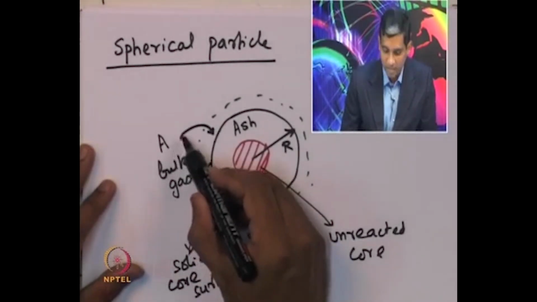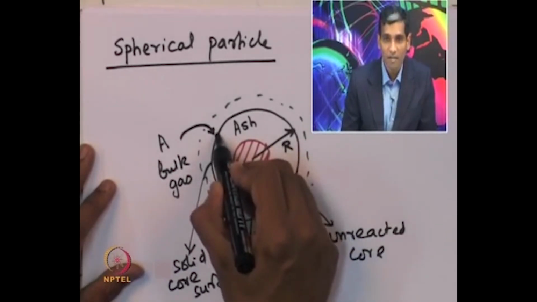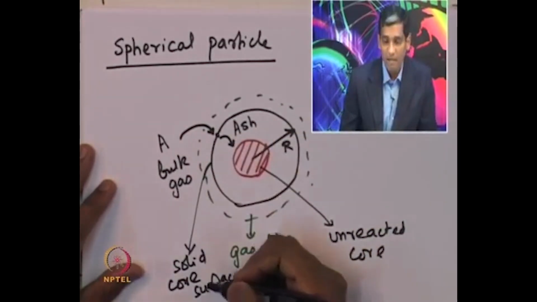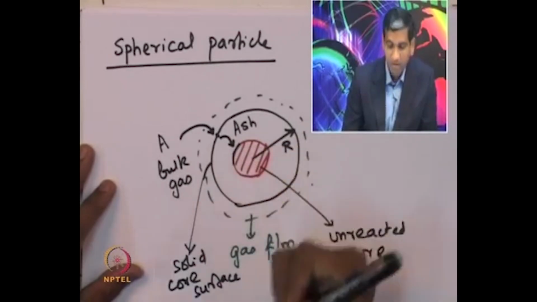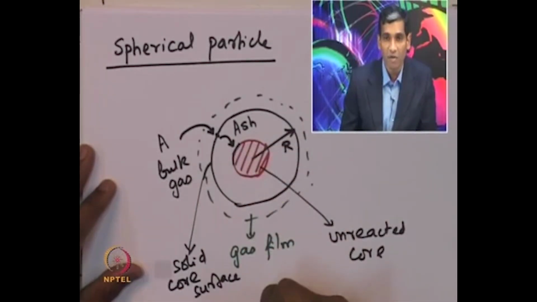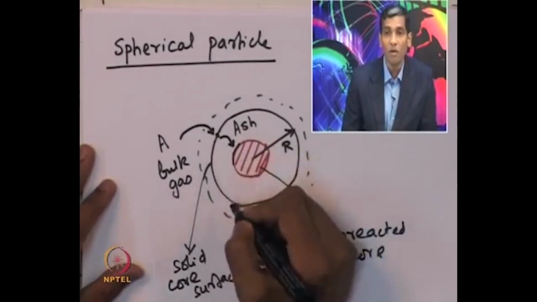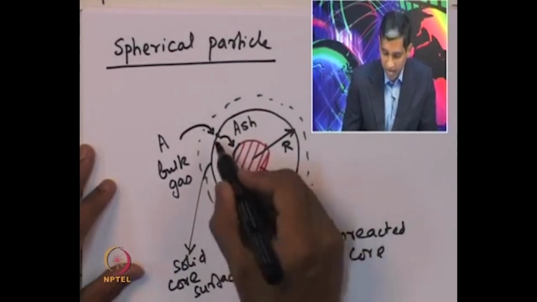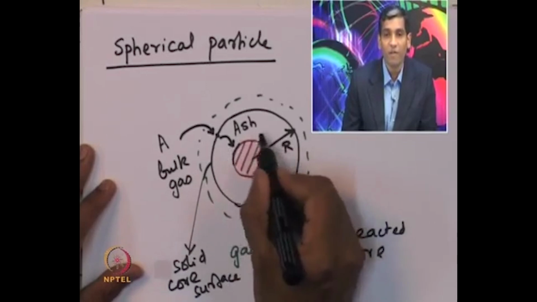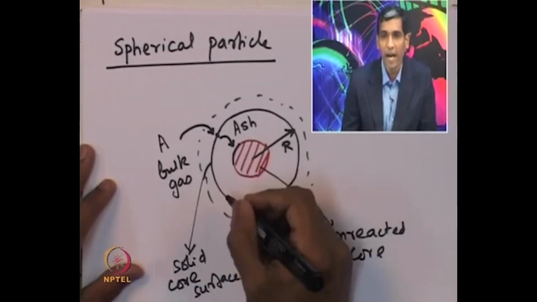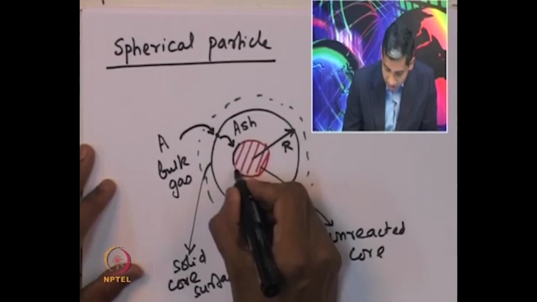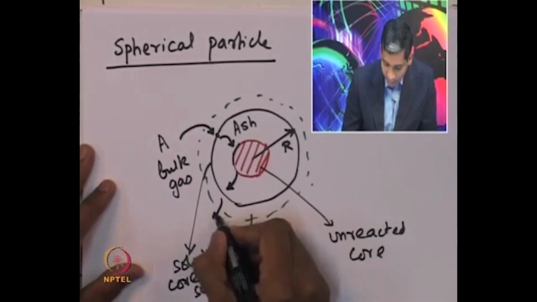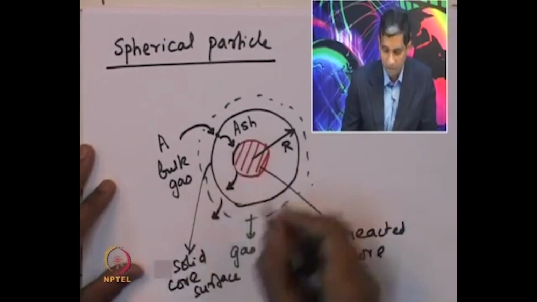So, A has to diffuse to the surface of this solid core, then diffuse through the ash layer and reach the location of the unreacted core. Remember that in this ash region there is no solid reactant present, and therefore no reaction happens in the ash layer. The reaction happens only at the periphery of the unreacted core. And the moment the reaction occurs, the product formed has to diffuse through the ash layer, and then into the gas film and the bulk gas.